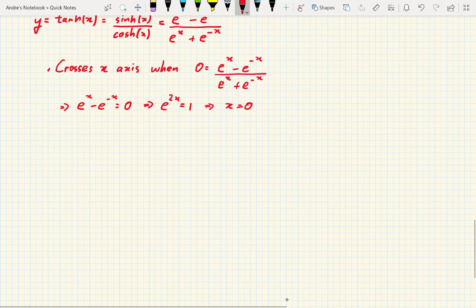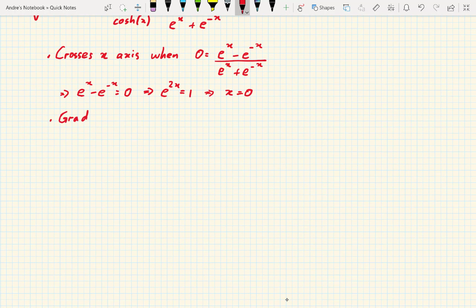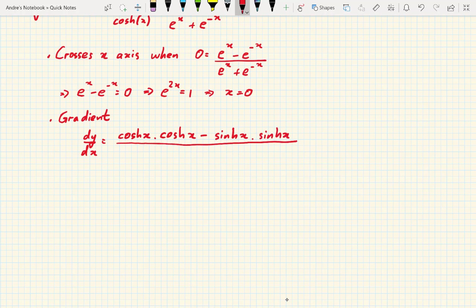As we've seen, the derivative of sinh is cosh, and the derivative of cosh is sinh. Therefore, we can use the quotient rule to differentiate tanh. So dy/dx equals (cosh x times cosh x minus sinh x times sinh x) over cosh squared x. But in the first presentation, we met the identity cosh squared x minus sinh squared x equals 1. So this derivative simplifies to 1 over cosh squared x. Note that this is positive for all real x.